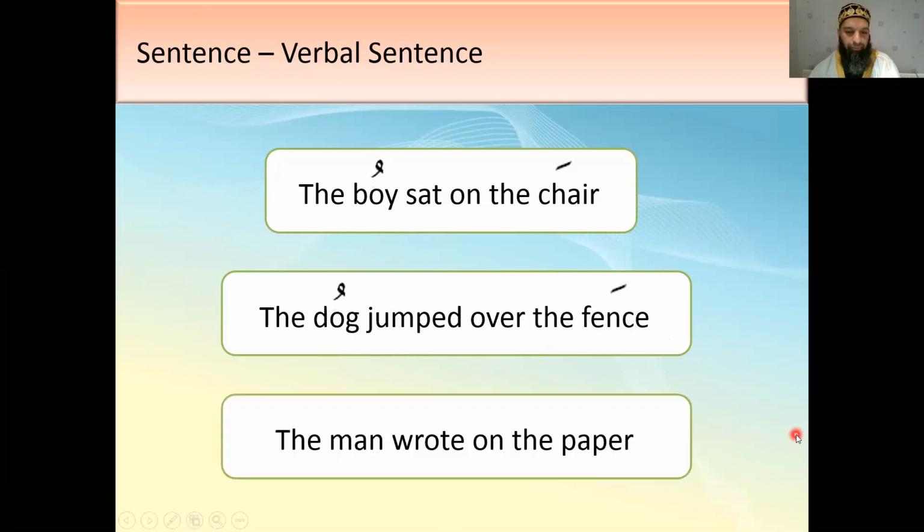Right, next one. The man wrote on the paper. So the verb is to write. He wrote. So who is doing the verb? The man, so the man is marfu. And the thing that the verb is done to? Paper is going to be mansub. Okay, what happens in this English sentence if the paper was marfu? If the man and the paper were marfu, what would the meaning be? That the man and the paper wrote.